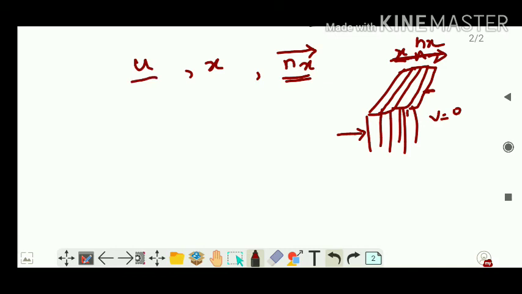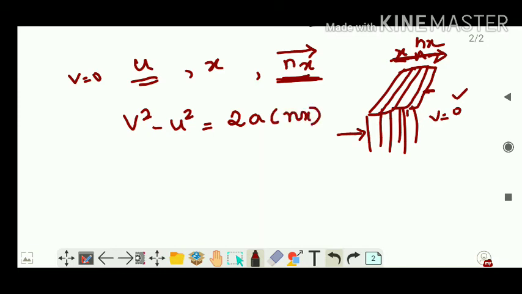Clear? So the initial velocity is u, the final velocity v is equal to 0 in this condition, and the total displacement is nx. So can't I write v squared minus u squared is equal to 2a, the acceleration of the bullet, times the distance traveled nx, and v squared in this case is 0 because the bullet has 0 velocity. So minus u squared, or I can say plus u squared, is equal to minus 2a nx. Let's keep that as the first equation.